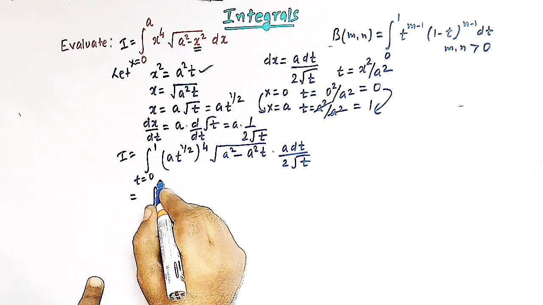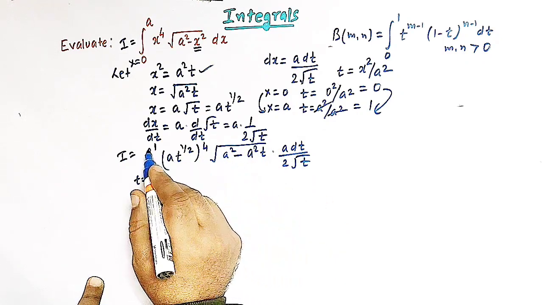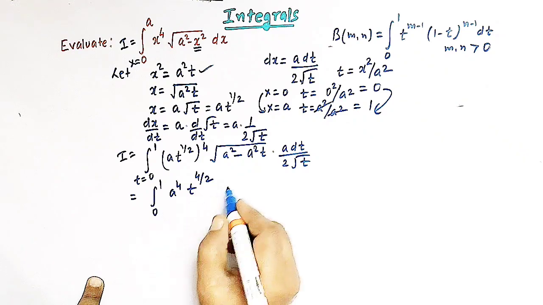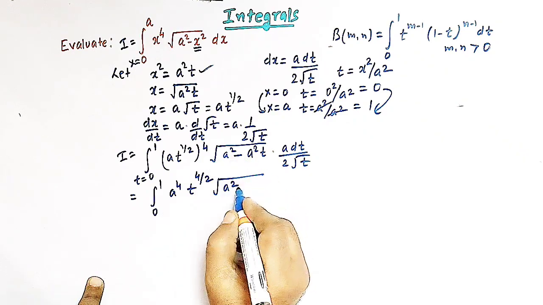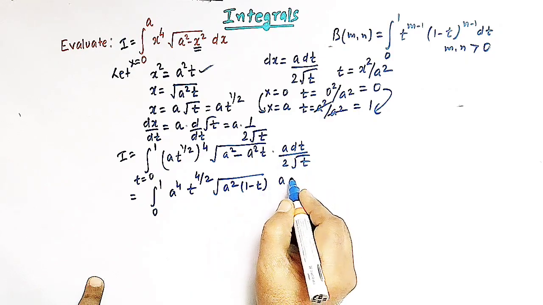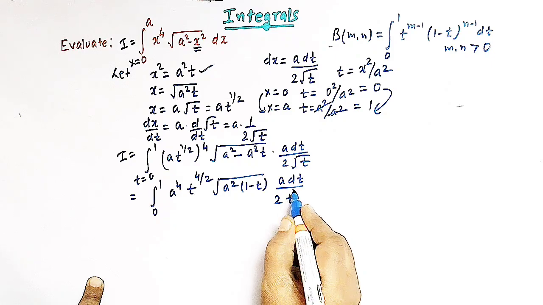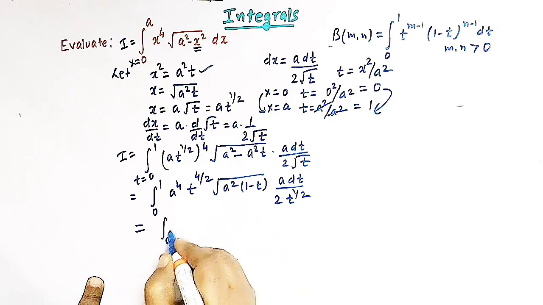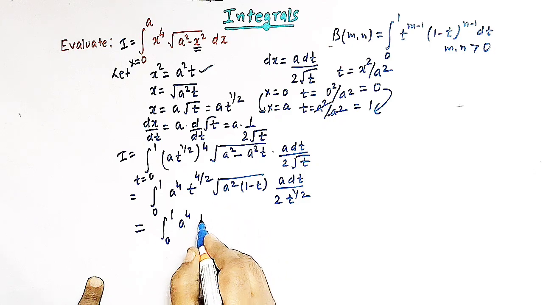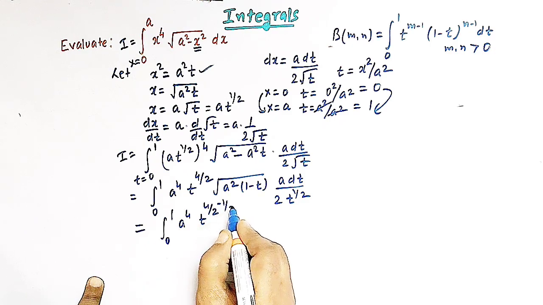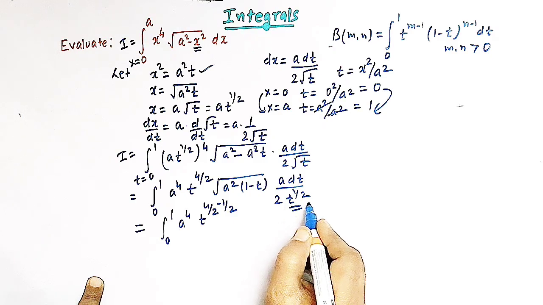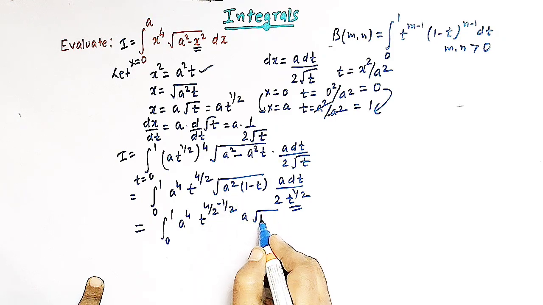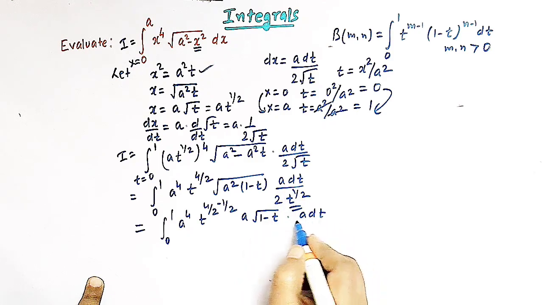So now let us simplify this expression inside this integral. So we have a raised to 4, then we have t raised to 4 over 2, and here we can take a square common. So we have 1 minus t, and here we have a dt over 2 times t raised to half. Right, so now we can take here the square root of a square. So we have a raised to 4, then we have t raised to 4 over 2 minus half. Right, here we have t raised to half. So taking t raised to half to the numerator we have 4 by 2 minus half. Here we have a times square root of 1 minus t, and then we have a dt over 2.